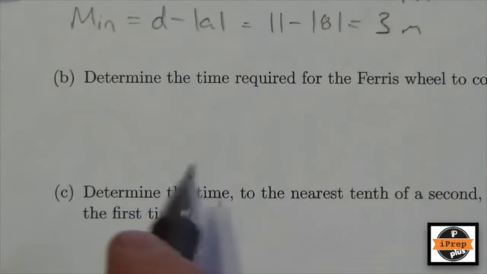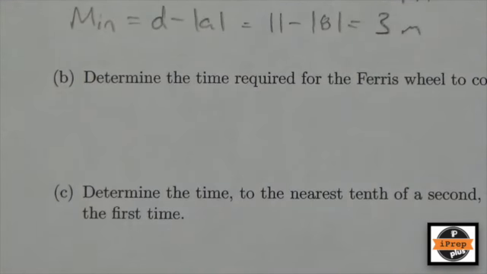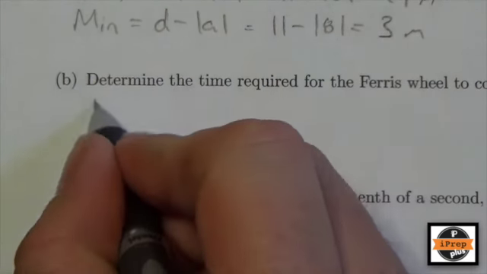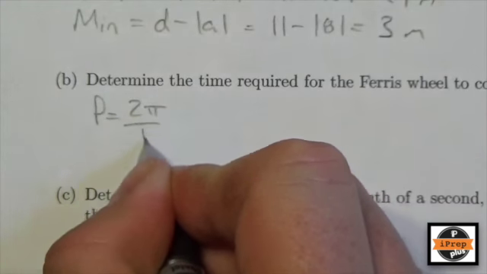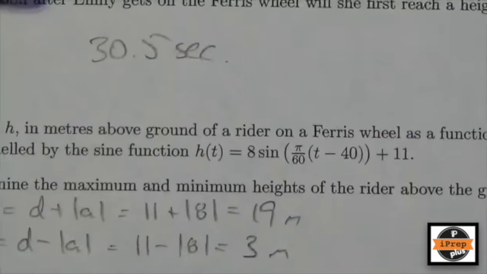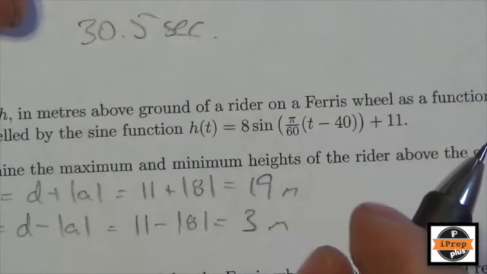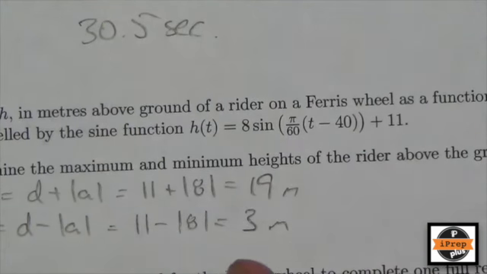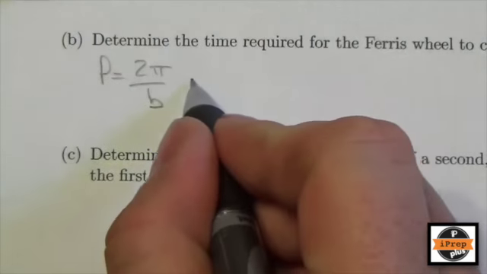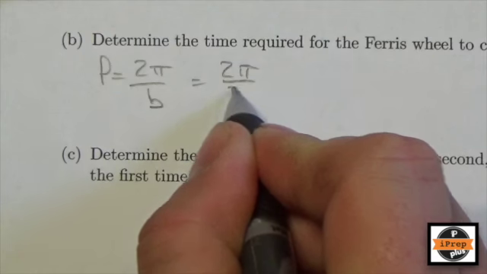Okay. Now, the next question says determine the time required for the Ferris wheel to complete one full rotation. Well, that's the period. And period is going to be 2 pi divided by the b value. And we can just go up here and look at the b value. In this case here, it's a fraction of pi, which indicates to me that there's probably a really nice number that they're intending by that. So b in this case was pi over 60.